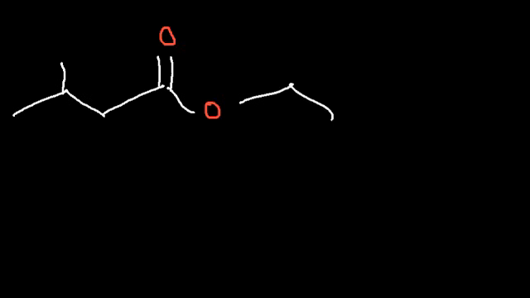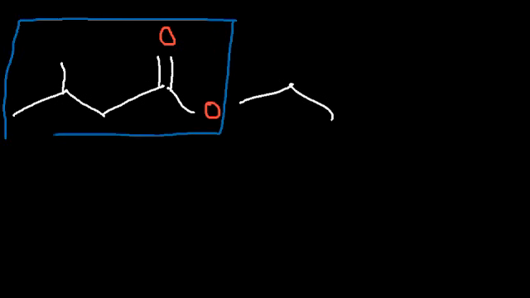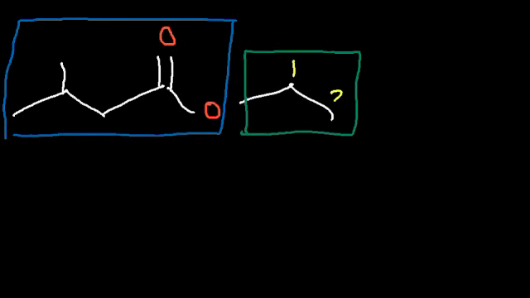So let's separate it into 2 parts. The left side has the 2 oxygen atoms, and the right side does not. So we have 2 carbon atoms on the right side. On the left, the longest chain is 4 carbons. So let's start with the right side, the part that doesn't have the 2 oxygen atoms. So that's simply called ethyl.